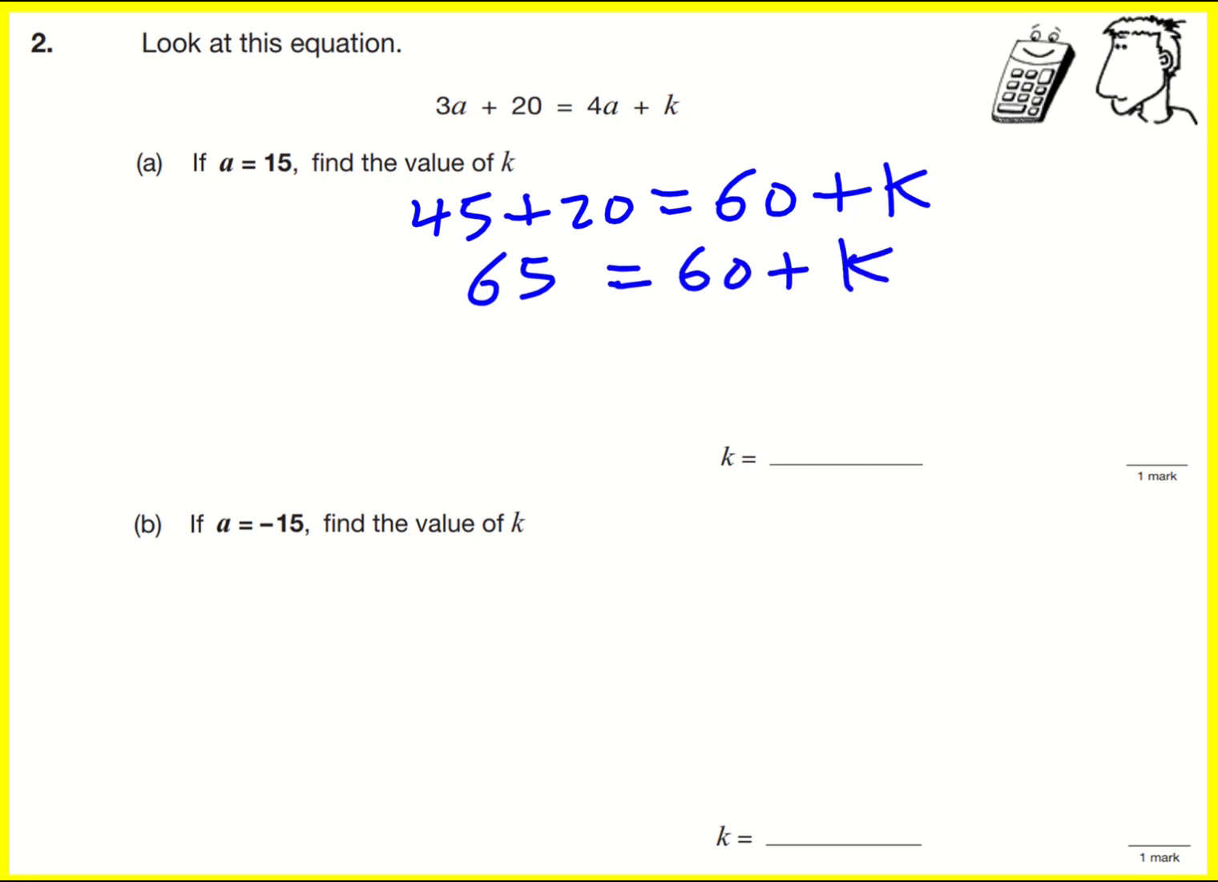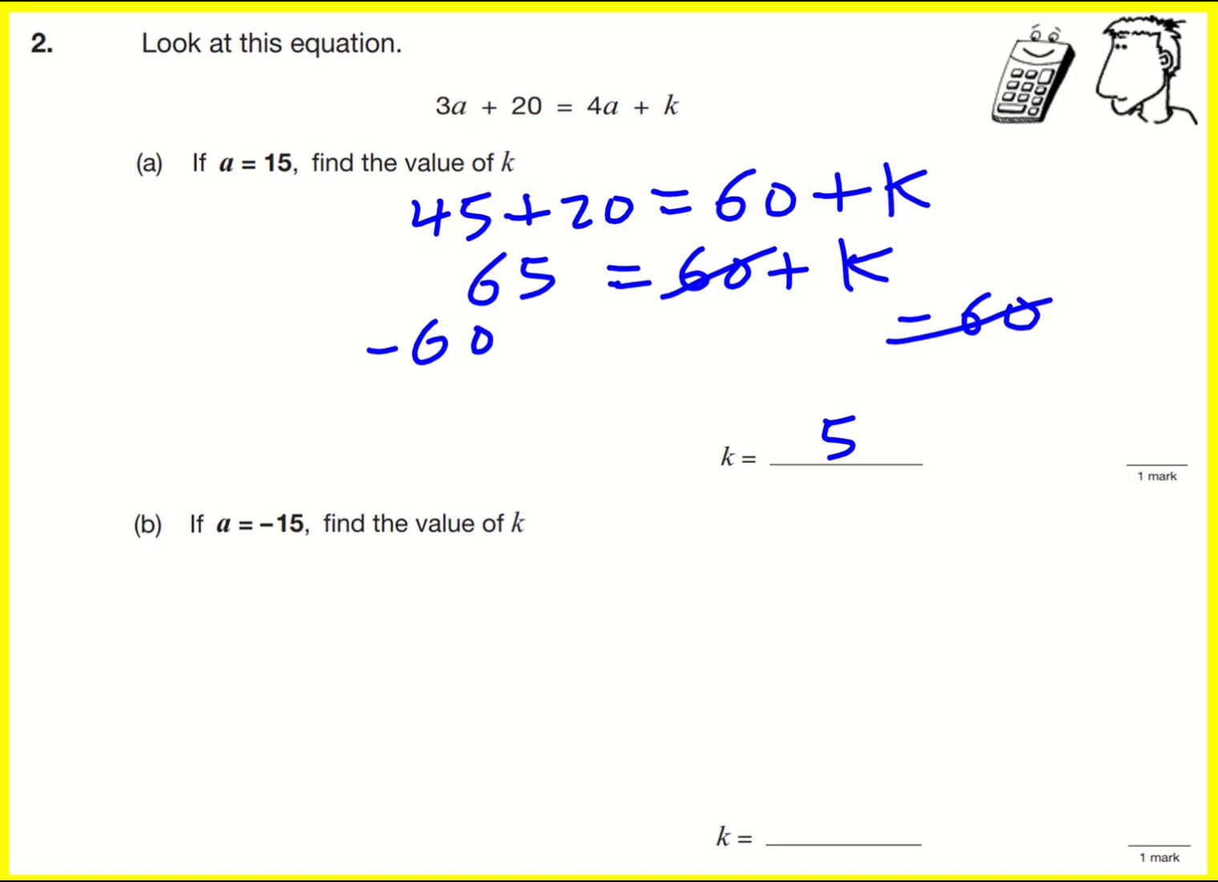So there's now 2 ways to do it. You can either think, what do I add to 60 to give 65? It's going to be 5. Or you can solve it like an equation, a skill which is important as equations get more complicated. You can minus 60 from both sides. These cancel out because if I'm minusing 60 and I got plus 60, I end up with 5 again.